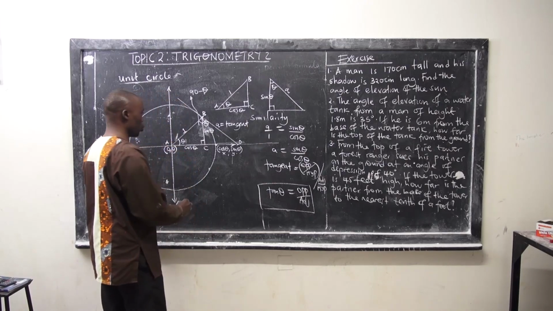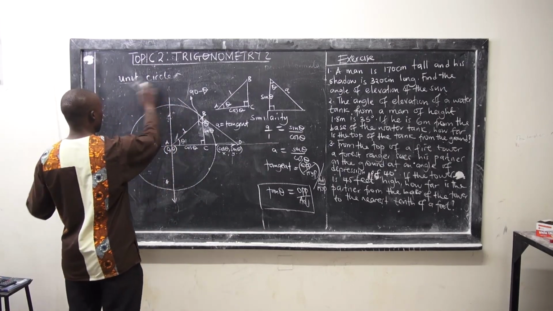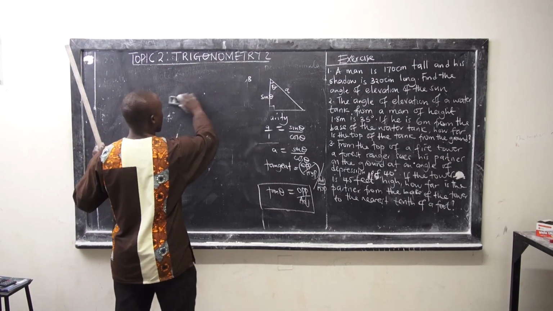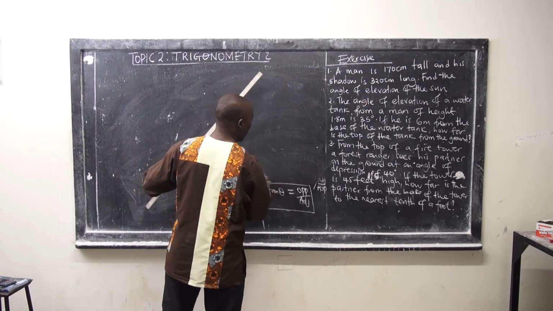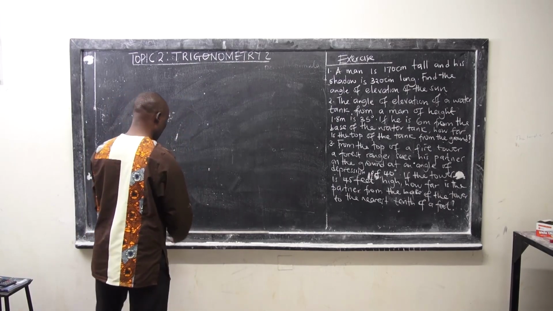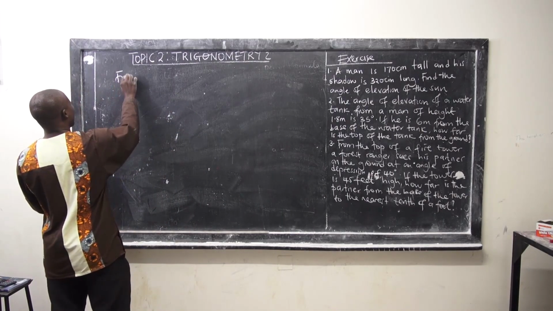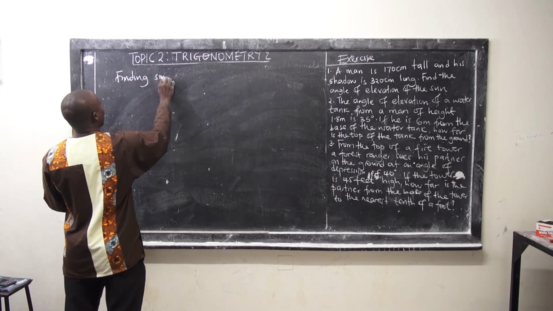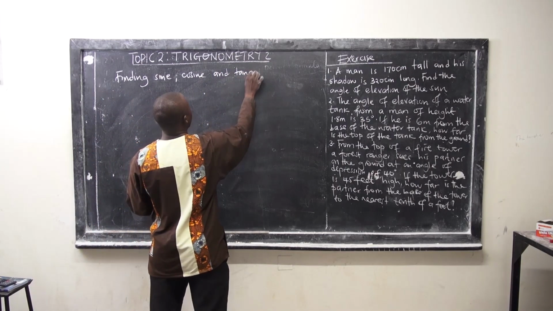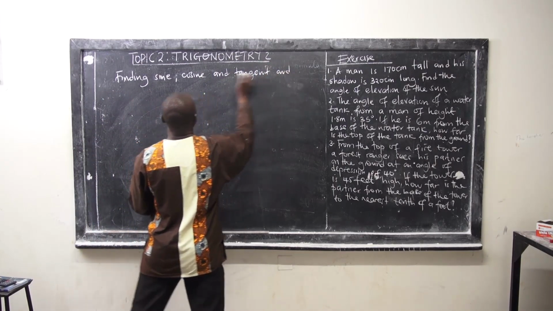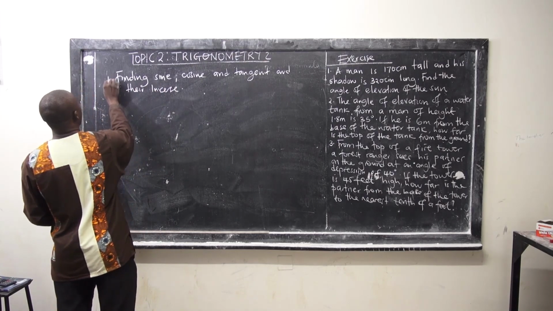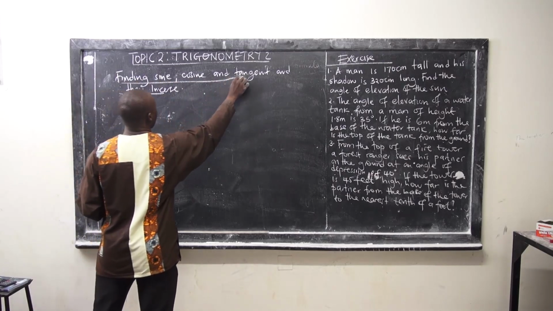Now let's dive into the next subtopic. Our next subtopic in the discussion here is finding the sine, cosine, and tangent, and their inverses. That's our next subtopic here.